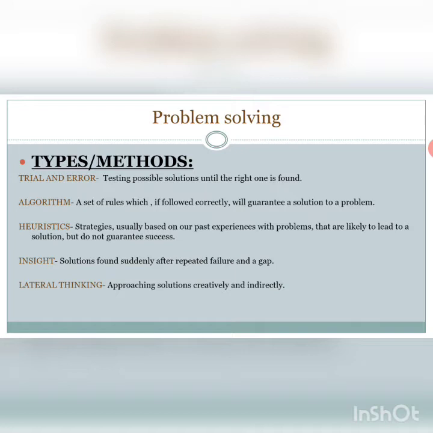Then we have algorithm, a set of rules which, if followed correctly, will guarantee a solution to a problem. So often in mathematics, when you use a formula, you often arrive at the conclusion and the solution is guaranteed here if you use it correctly, of course. So algorithm, let me repeat, a set of rules which, if followed correctly, will guarantee a solution to a problem.